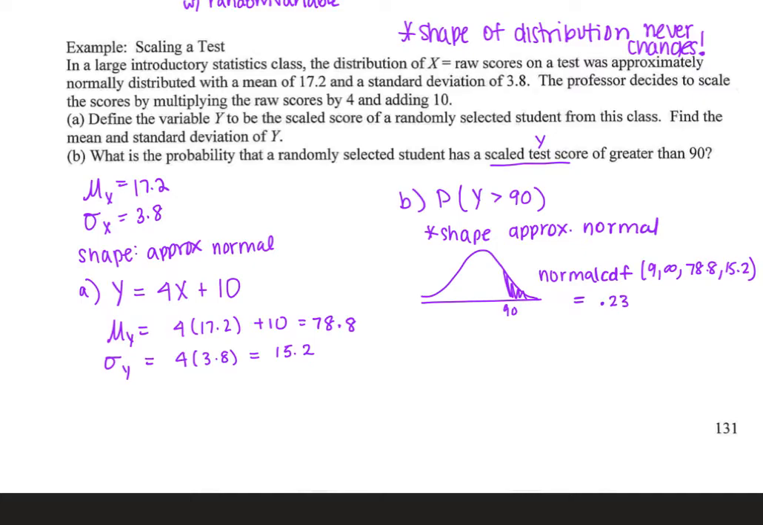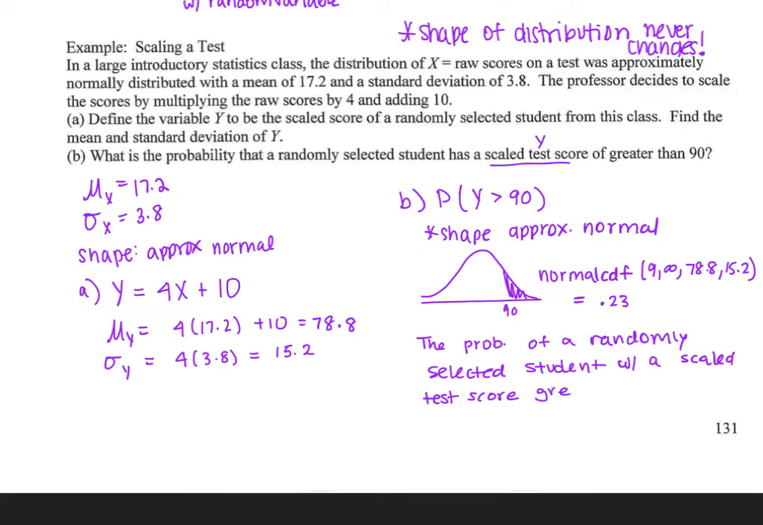And I need a sentence here, concluding sentence. The probability of a randomly selected student with a scaled test score greater than 90 is 0.23.